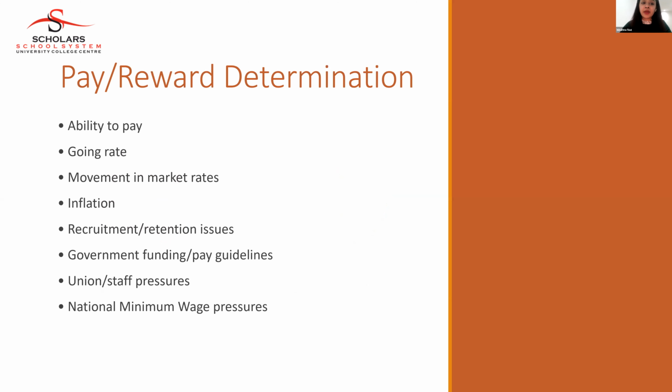So the pay or reward determination is based on the organization's ability to pay, an understanding of the minimum wage rate of the UK, understanding recruitment and retention issues, government funding or pay guidelines, and union staff pressures, okay, that there are external pressures, making sure that organizations do not fall prey. They do pay the individuals the minimum wage requirement, the national minimum wage.